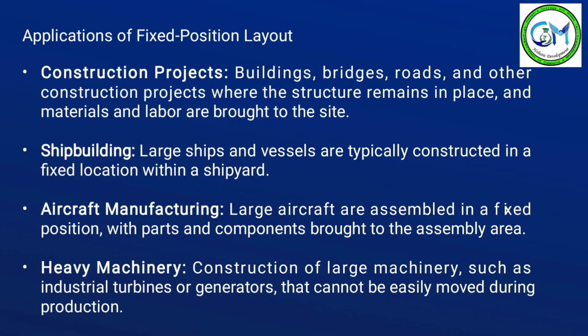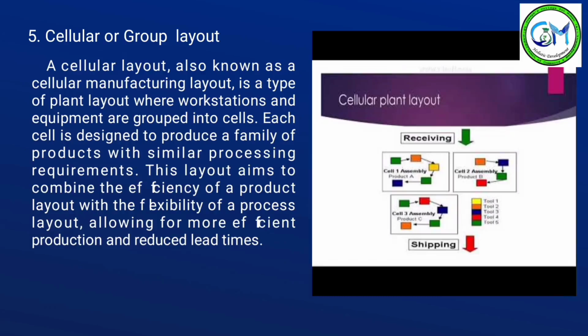Cellular or group type of layout. This is the last type of layout. It is also known as cellular manufacturing layout. It is a type of plant layout where workstations and equipment are grouped into cells. Each cell is designed to produce a family of products with similar processing requirements. This layout aims to combine the efficiency of a product layout with the flexibility of a process layout, allowing for more efficient production and reduced lead times.